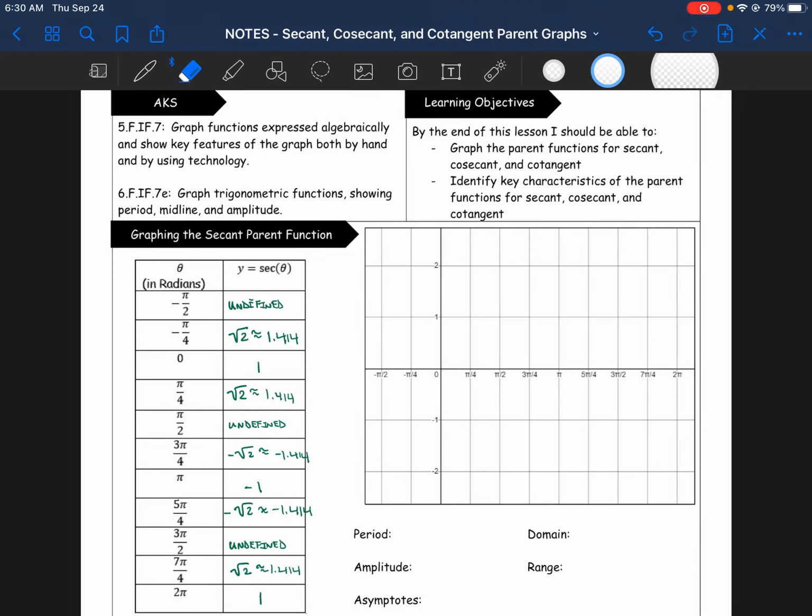In today's video, we're going to be looking at the graphs of the parent functions for the reciprocal trig functions secant, cosecant, and cotangent. We are also going to be identifying key characteristics of these parent functions. Let's go ahead and get started.